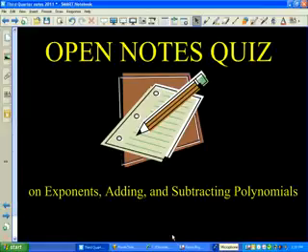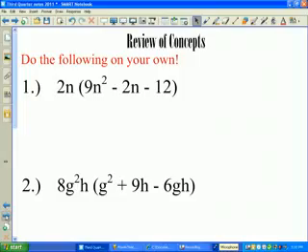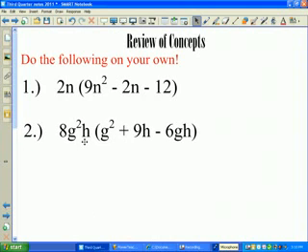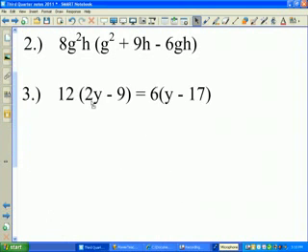But prior to notes, we had an open notes quiz on exponents and adding and subtracting polynomials. It was a 10-question quiz that dealt with exponents when we're multiplying and dividing. We also had a couple of questions that dealt with adding and subtracting polynomials. We spent a good part of the class period doing that, and then once we completed that, I wanted to review a couple of questions. I think it was a total of 3 questions.